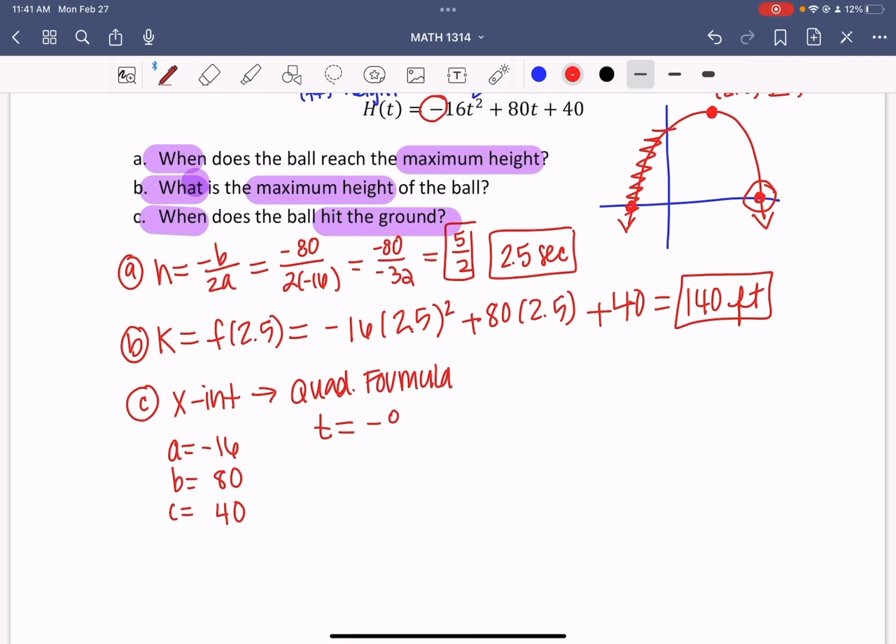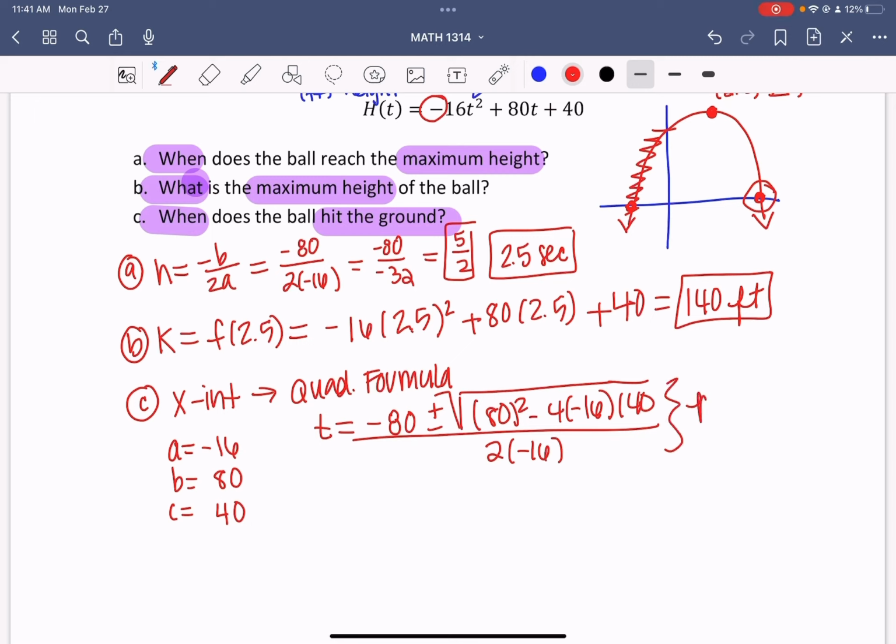So I'm going to say negative 80 plus or minus the square root of 80 squared minus 4AC, all over 2A. I'm going to use my on-screen calculator to help me with that, so I am going to plug this into the calculator, and it's going to give you two answers. I'm going to get negative 0.458 and positive 5.458, just rounding to 3 decimals. These are seconds, but we don't want negative time.